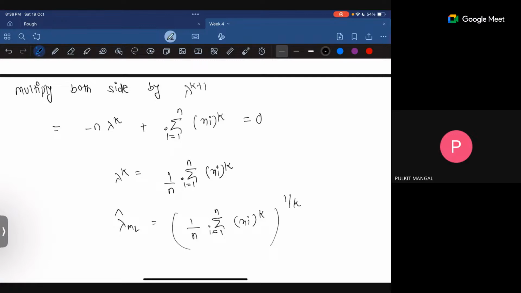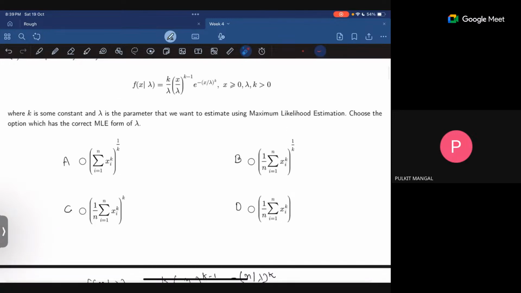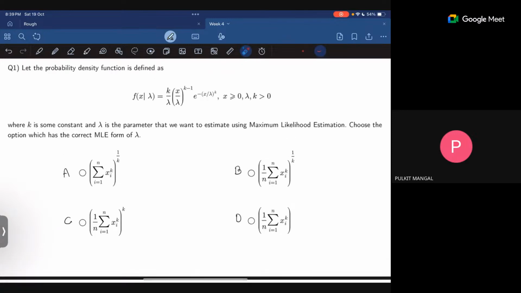Does anybody have any doubt in the solution? Can you summarize the question? Okay, for sure. The solution is too long. In the question we started with, we are given a PDF, this one, where lambda and k are greater than 0. Our parameter to estimate is lambda. k is some constant that we don't care about. We have to estimate using MLE.